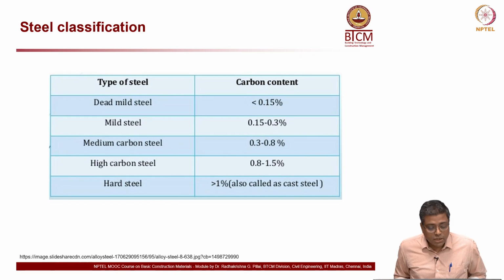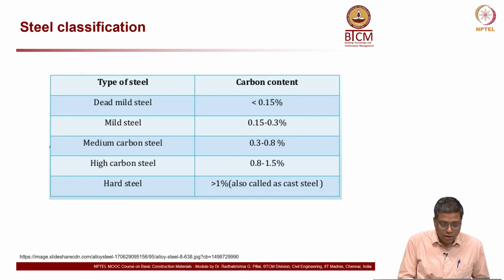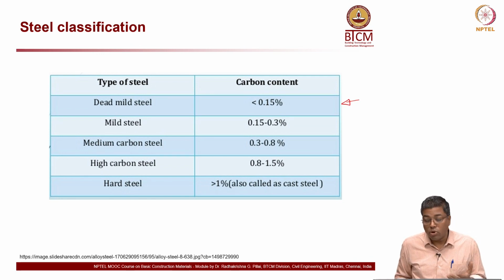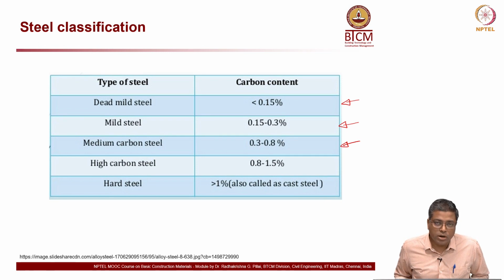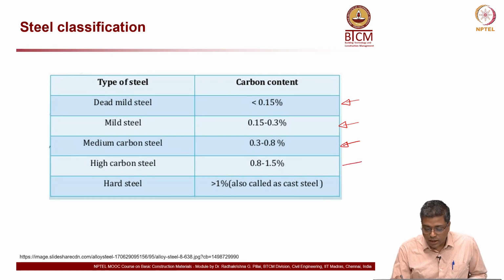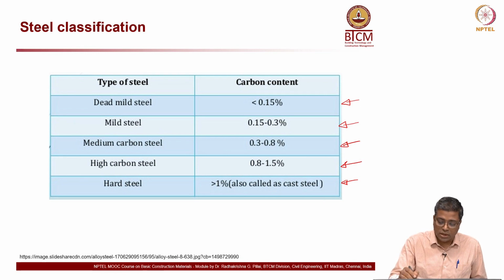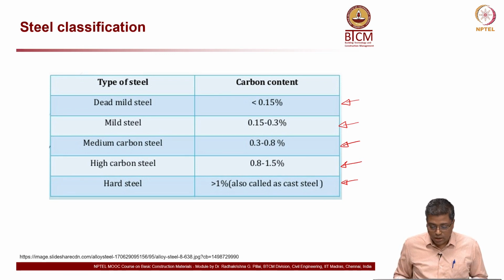Different types of steels are normally classified mainly depending on the carbon content. As you see here, if the carbon content is less than 0.15%, we call it dead mild steel. From 0.15 to 0.3%, we call it mild steel, and then from 0.3 to 0.8%, we call it medium carbon steel, and then you have high carbon steel, and then you also have hard steel. So, you can see the different percentages and how they are different.